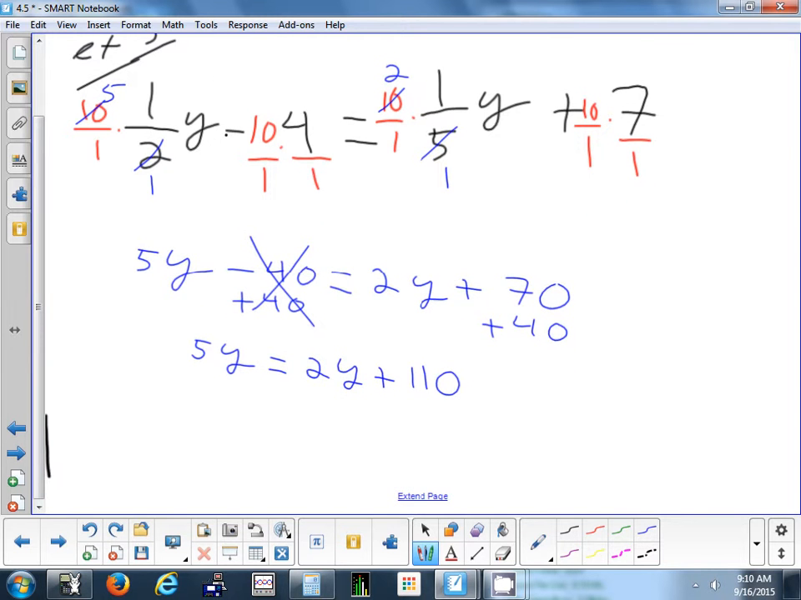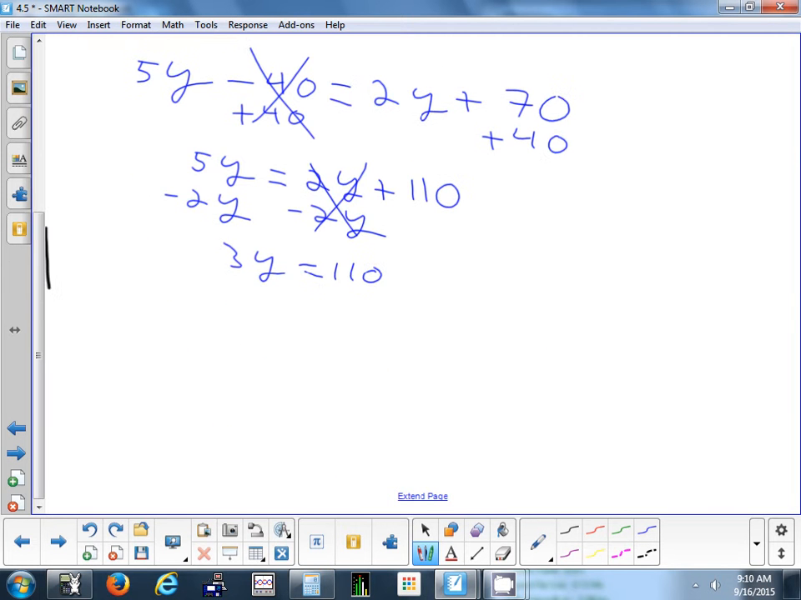What do we do next? I think we still have a little bit more adding and subtracting. Yeah, subtract 2y. Good, we're going to subtract the 2y. And what's 5y take away 2y? 3y.